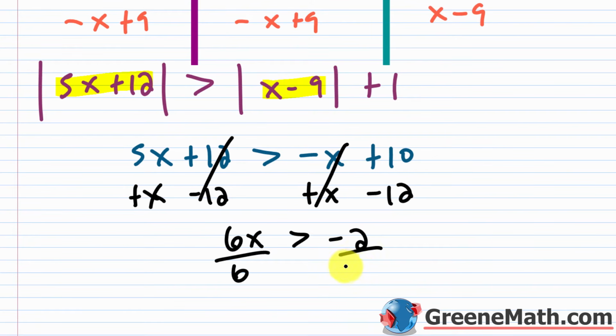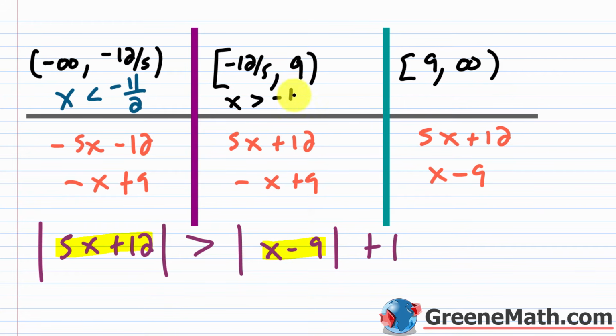Let's divide both sides of the inequality by 6. This will cancel. We get x is greater than, we know this is negative, if you have 2 over 6, each is divisible by 2. 2 divided by 2 is 1, and 6 divided by 2 is 3. So x is greater than negative 1/3. So we have x is greater than negative 1/3.